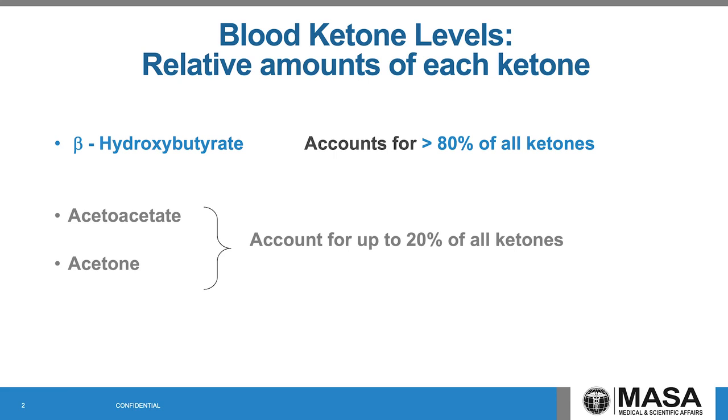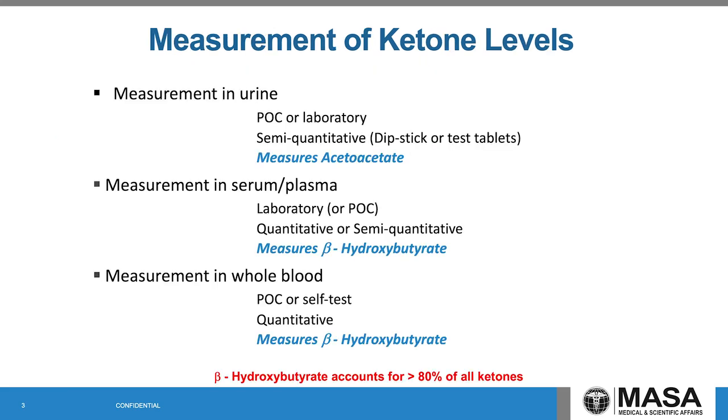So, as we already heard, beta-hydroxybutyrate accounts for about 80% of all ketones. The rest of the ketone bodies, acetoacetate and acetone, account for up to 20% of all ketone bodies we can find. Now, how can we measure ketones?